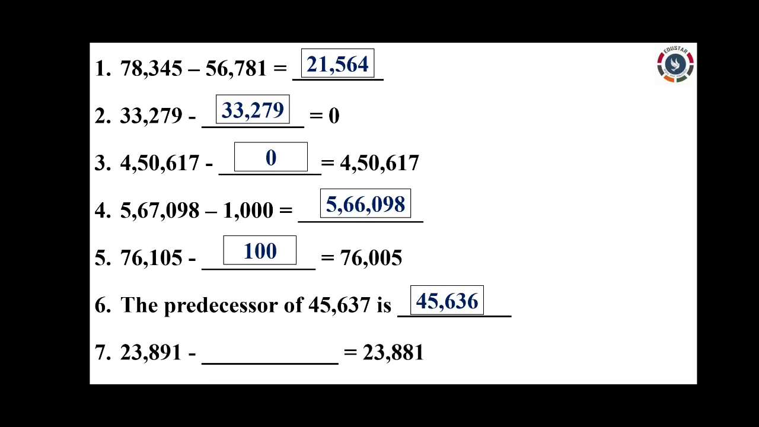Seventh question, 23,891 minus dash, which is equal to 23,881. Here the tens place digit is decreased by 1. So the answer is 10.